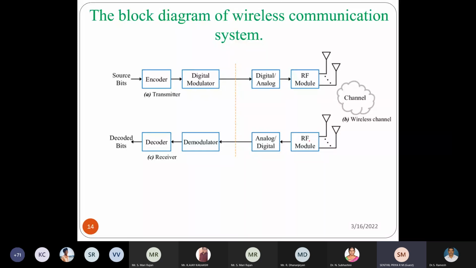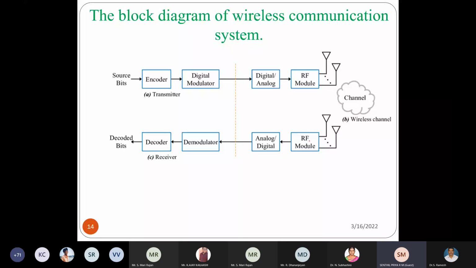Again, whatever signal is encoded, on the receiver side we are going to decode the information. Then the information is going to be demodulated. So after analog to digital conversion, again we are going to convert it to the original signal, that is digital to analog. Here also we have an RF module. Like our DTH, we transmit the signal from the base station to the satellite, and again we receive the signal from the satellite at the base station. Whatever information is carried by the transmitter, we are the receiver receiving the signal.